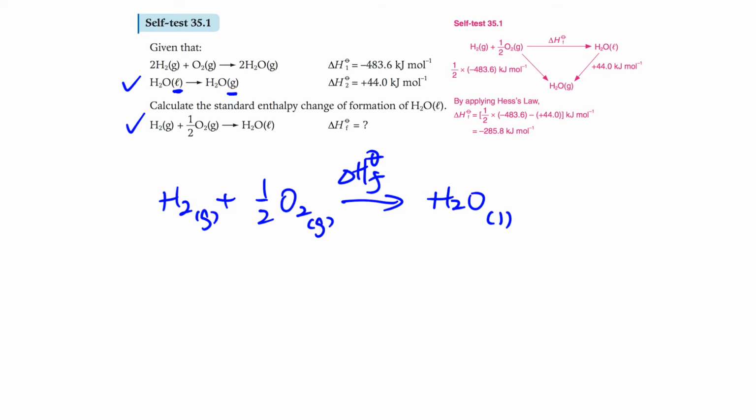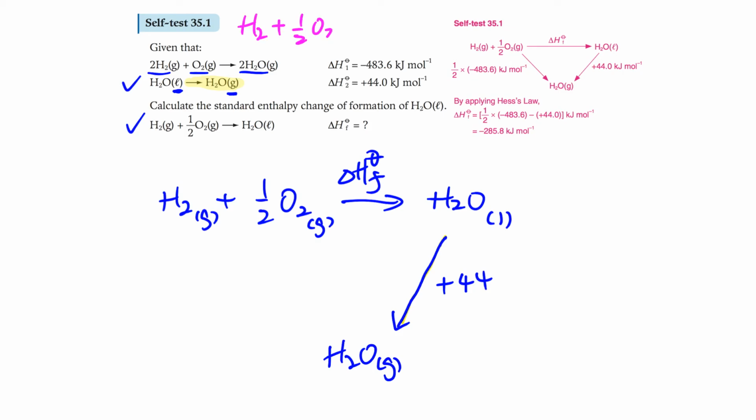So it's pointing towards the gas. So this one, I will point towards a gas, and then this process will be positive 44. And then the other one is 2H2 plus O2 become 2H2O. But I just have one H2O here. Maybe I just have this one reduced by half. So you have H2 plus half O2 and then become H2O gas. So this one you have to reduce by half as well.